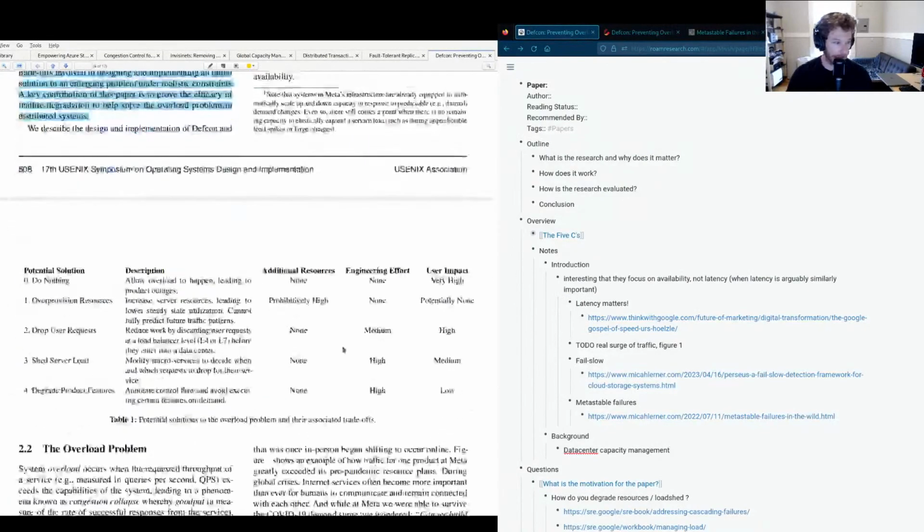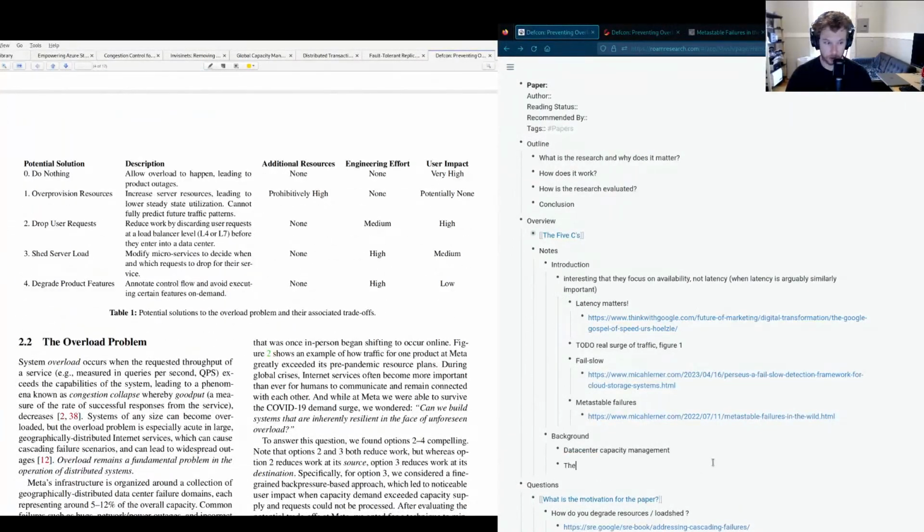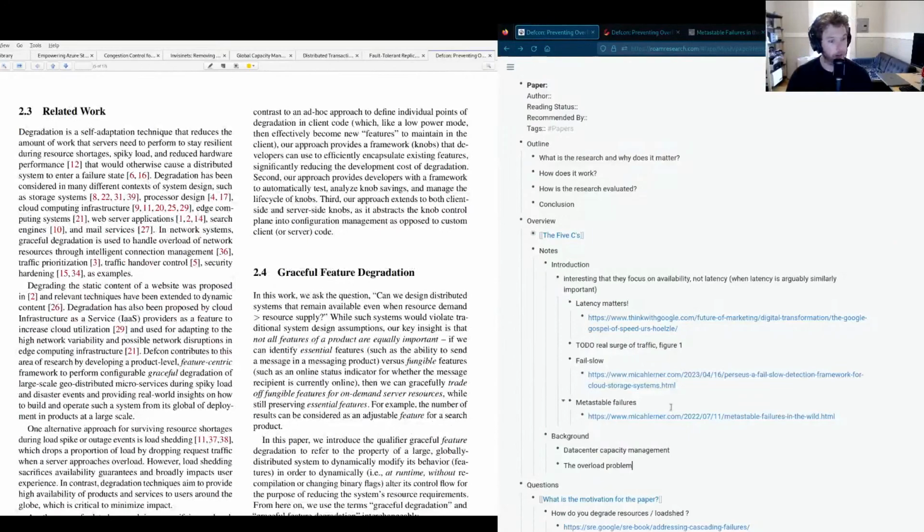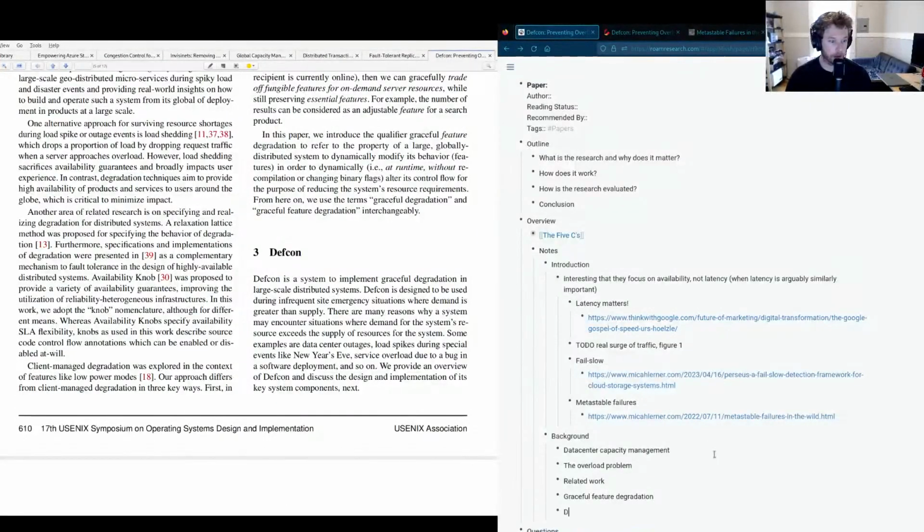Data center capacity management, the overload problem, related work, graceful feature degradation, Defcon.